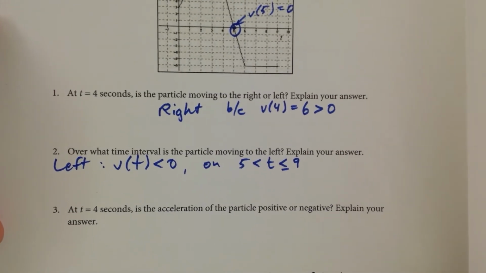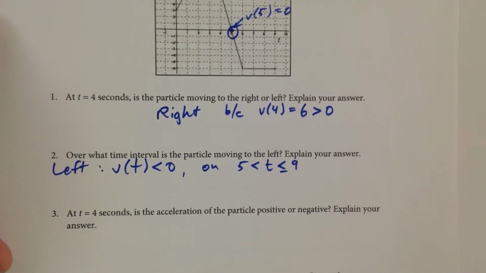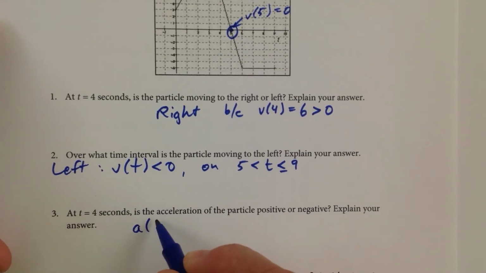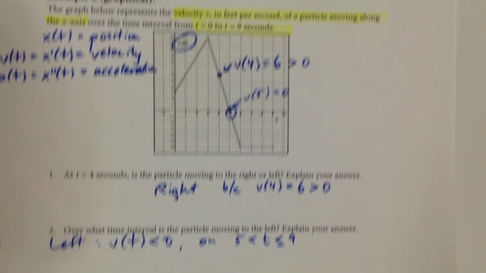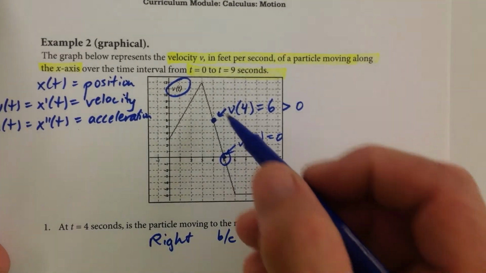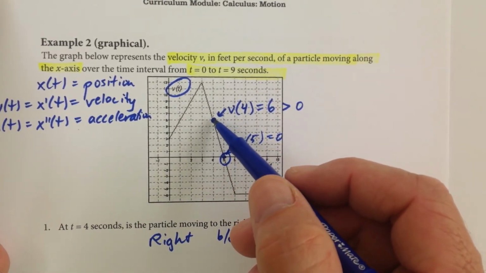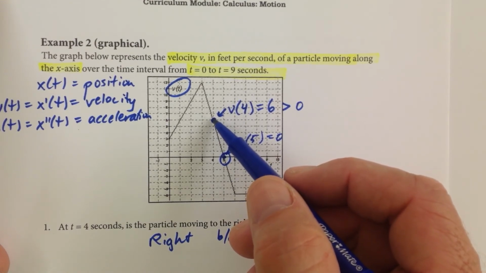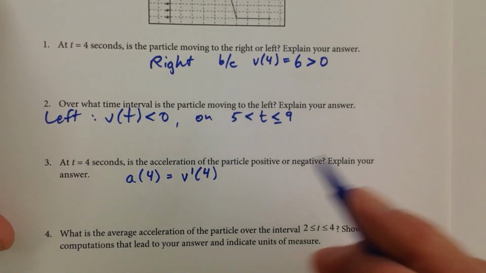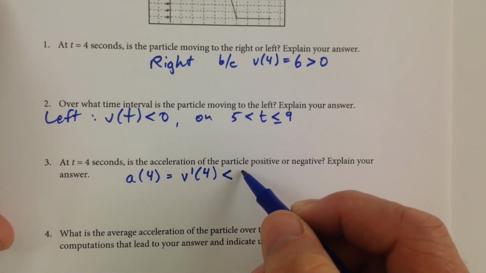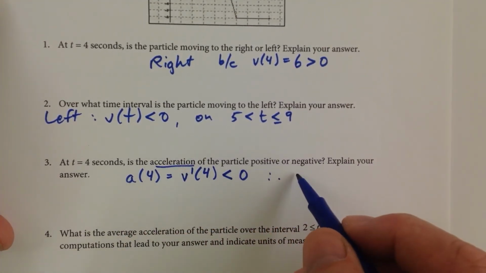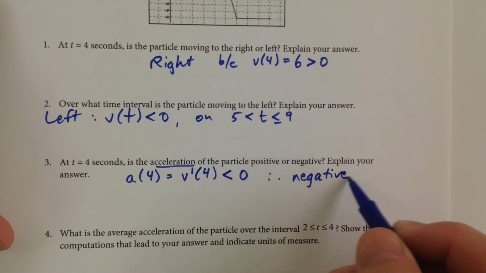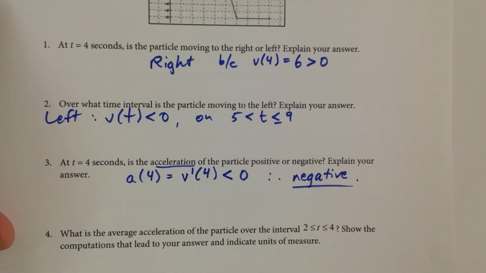Number 3, at t equals 4 seconds, is the acceleration of the particle positive or negative? Well, we know that the acceleration at 4 is the derivative of the velocity at 4. And if we just look at the graph, we know that the derivative is the slope of the graph, or the slope of the tangent line at a point. And so we can see the slope of v of t at 4 is negative. Therefore, the acceleration is negative. So we have a negative acceleration. That's the explanation.